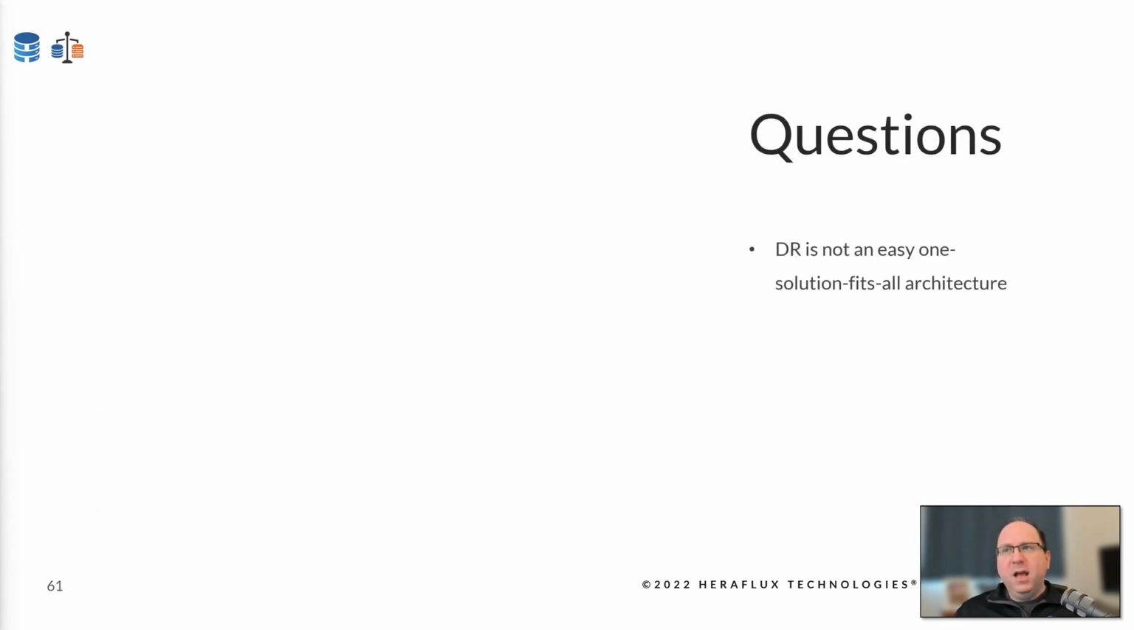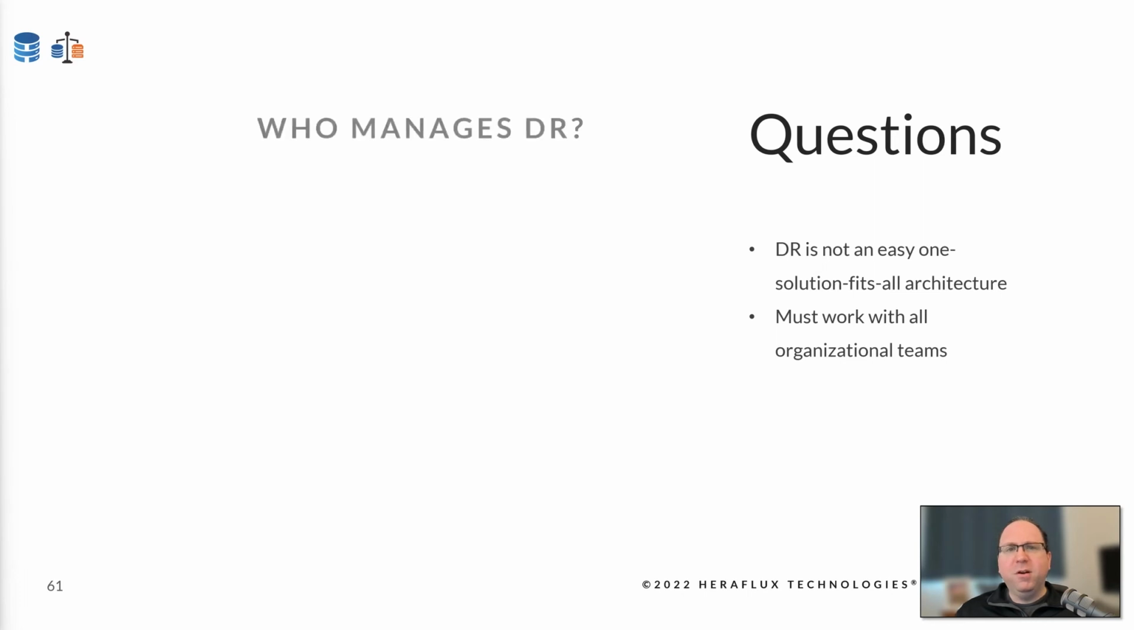DR is not an easy one solution fits all architecture. It goes back to these SLAs. You have to work with all the organizational members and all the teams, because what they think may work best for them might actually breach the SLA for some of the organizational units in there and some of these pieces of software. So who manages DR? Is it individual members from each of the teams? Is it a single team?